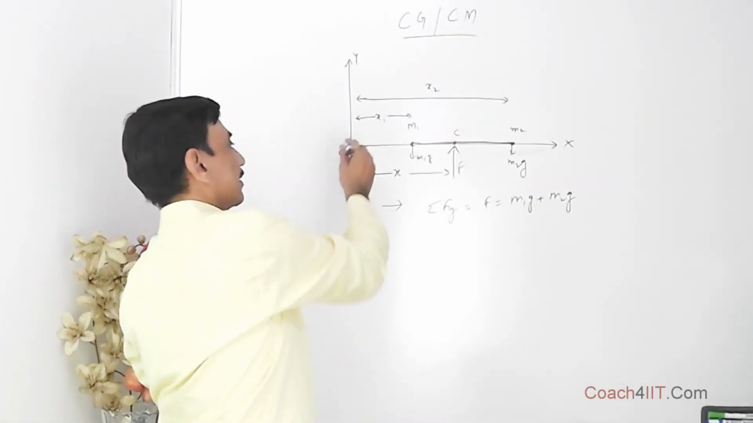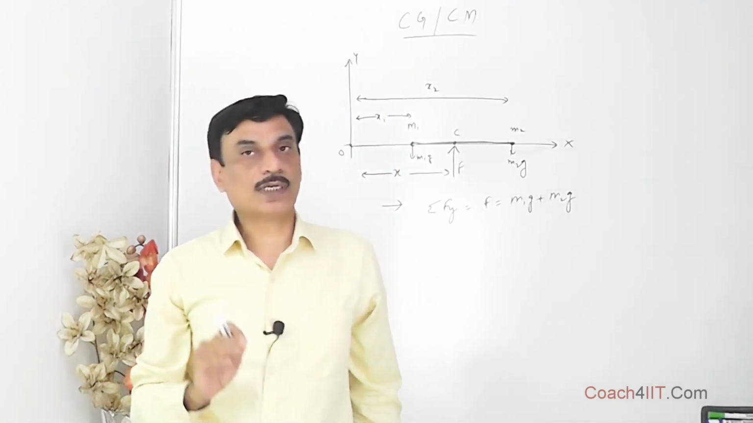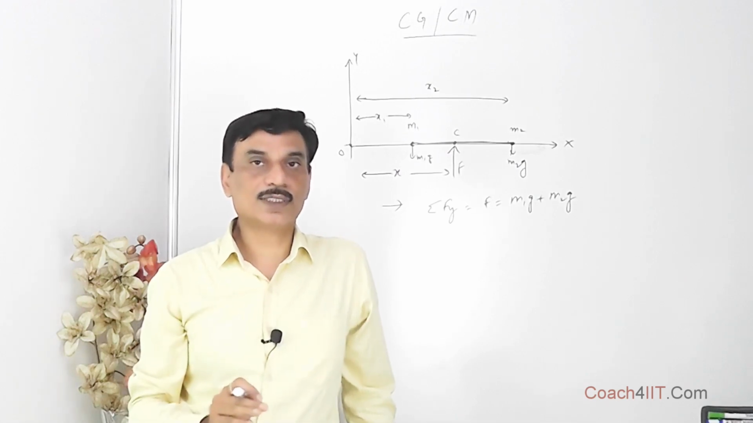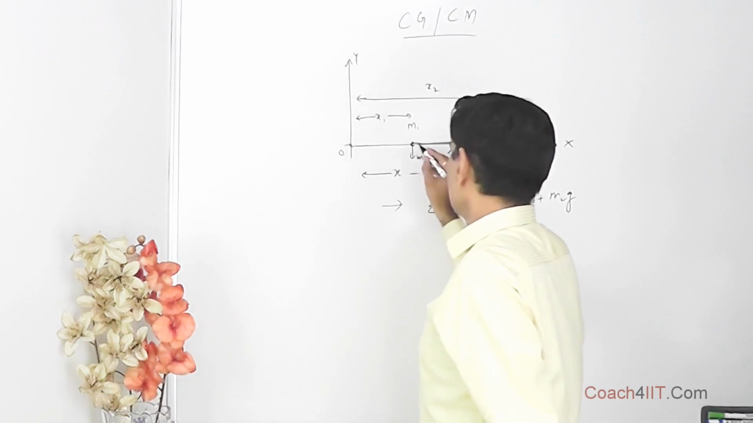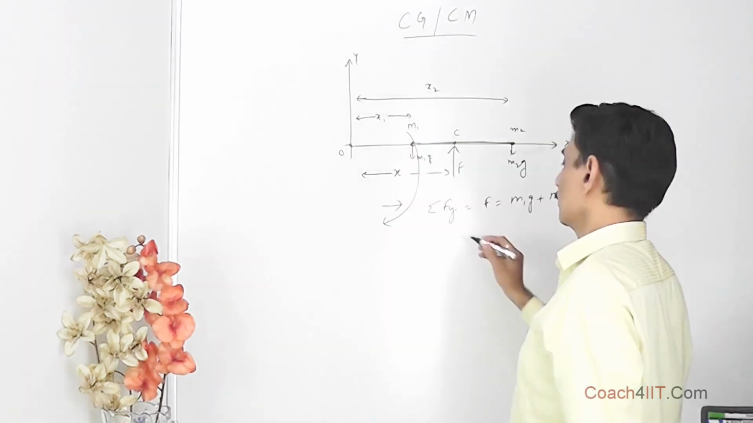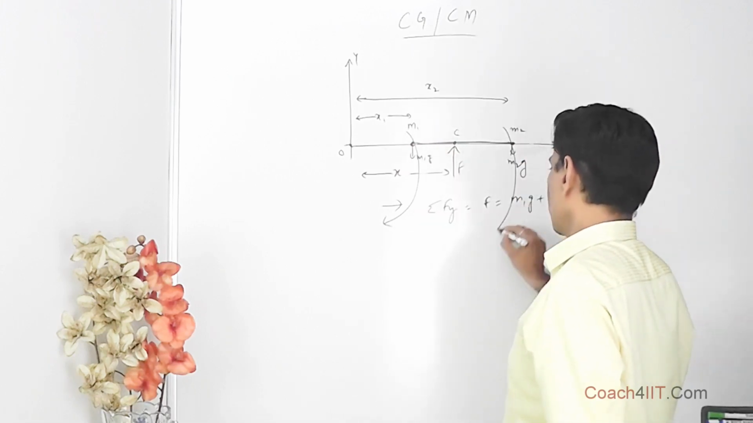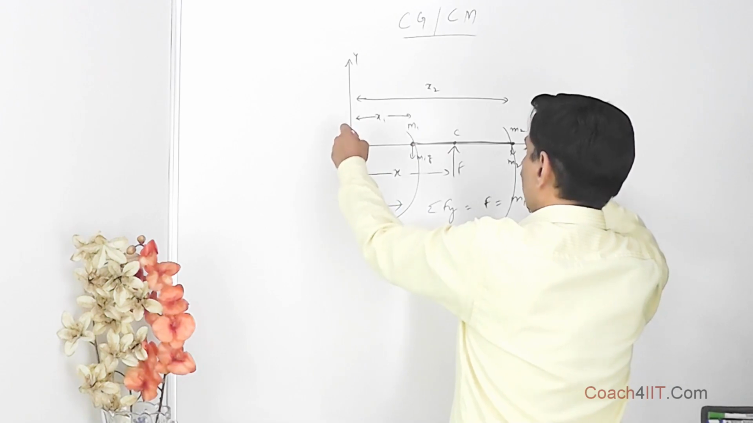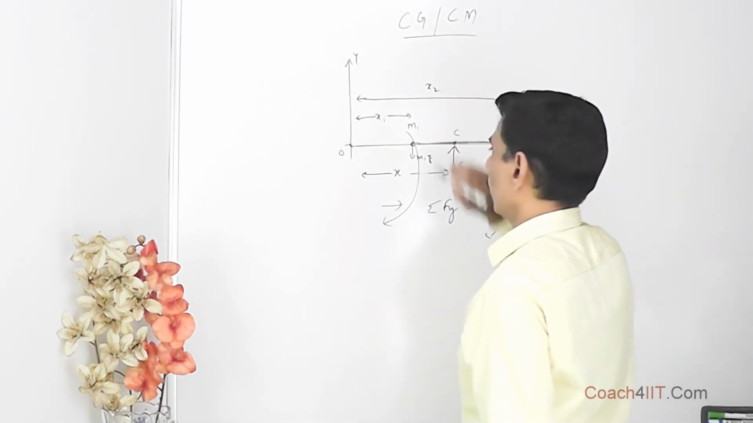Once again, about the z-axis, the system is in rotational equilibrium. It means the clockwise torques about the z-axis are equal to the anti-clockwise torques about the z-axis. Over here, m1g is trying to rotate it in the clockwise direction. Similarly, m2g is also trying to rotate this system about the z-axis in the clockwise direction, whereas this is trying to rotate it in the anti-clockwise direction.